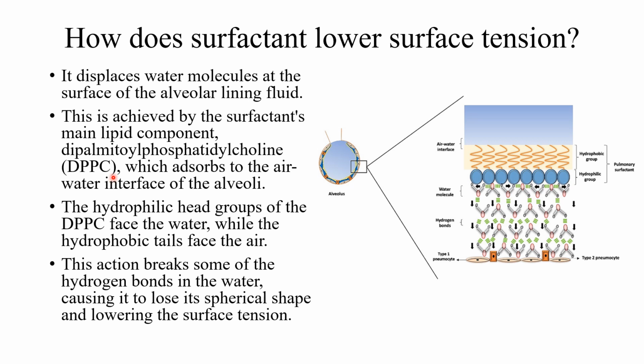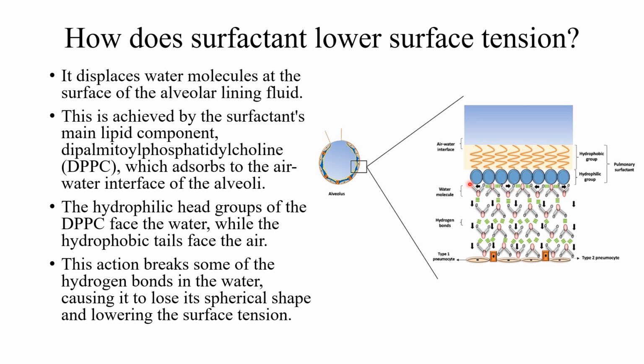And remember, the molecule dipalmitoyl phosphatidylcholine has an amphipathic nature. Amphipathic means it has both a hydrophobic end and a hydrophilic end. The hydrophobic end is the one that comes into direct contact with the air, while the hydrophilic ends come into contact with the water. So it separates direct contact between the air and the water.